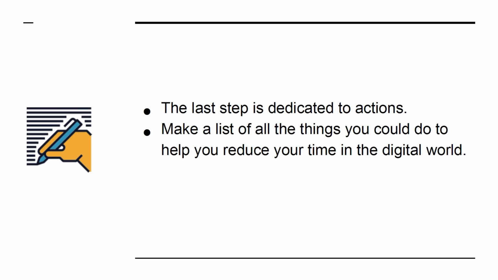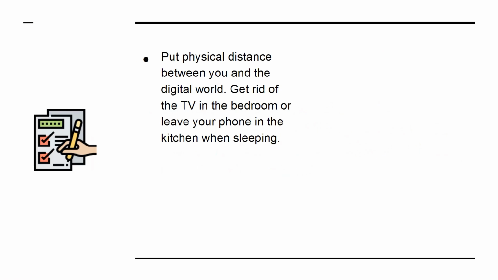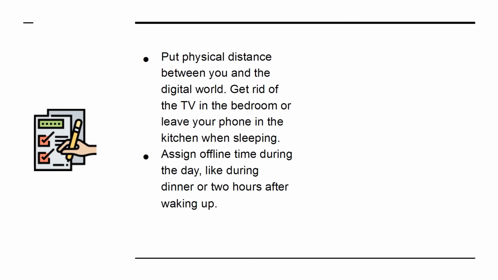Make a list of all the things you could do to help you reduce your time in the digital world. Here are a few examples. Put physical distance between you and the digital world. Get rid of the TV in the bedroom or leave your phone in the kitchen when sleeping. Assign offline time during the day, like during dinner or 2 hours after waking up.